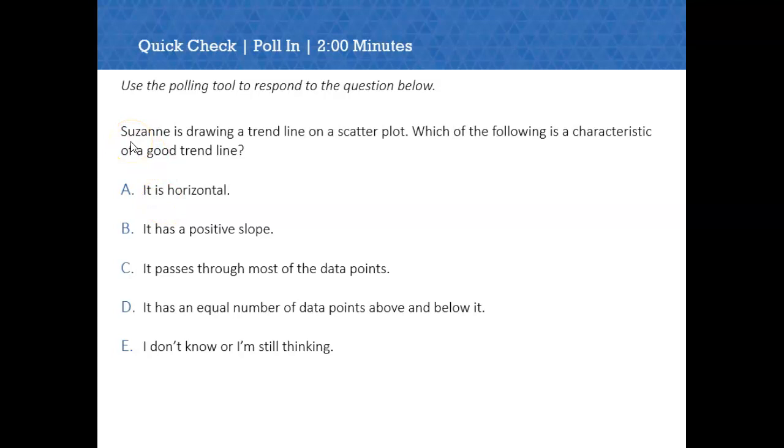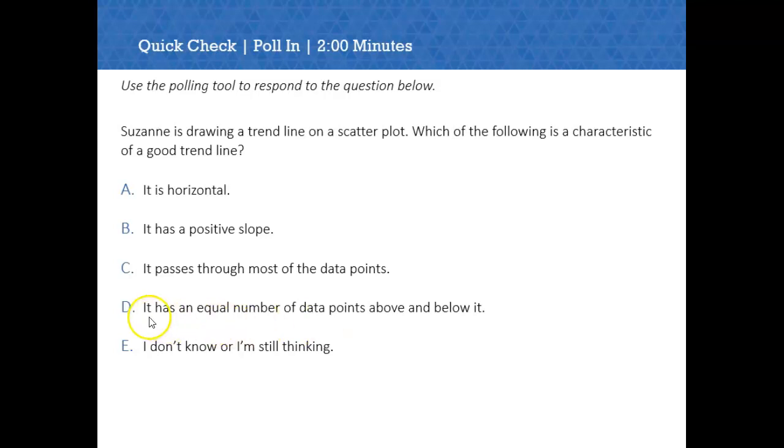So a quick review here. Suzanne is drawing a trend line on a scatter plot. So we just talked about a trend line is a line of best fit, and it's linear. Which of the following is a characteristic of a good trend line? It is horizontal, it has a positive slope, it passes through most of the data points, and it has an equal number of data points above and below it.